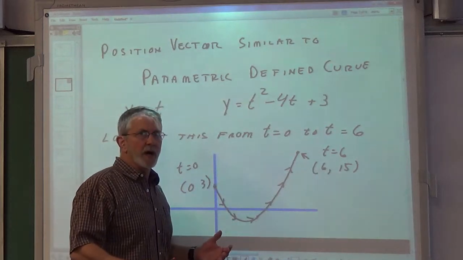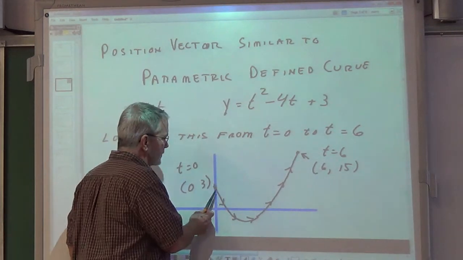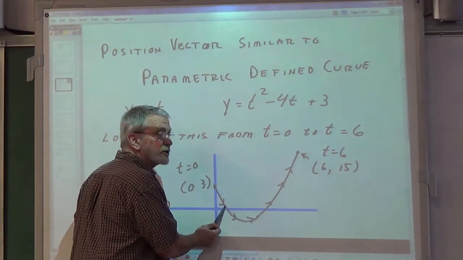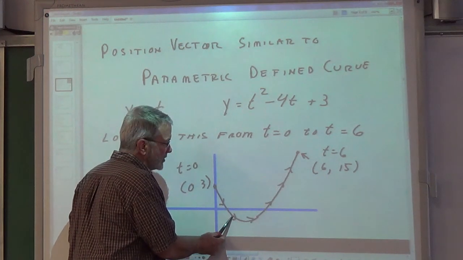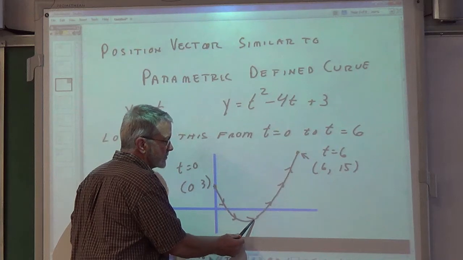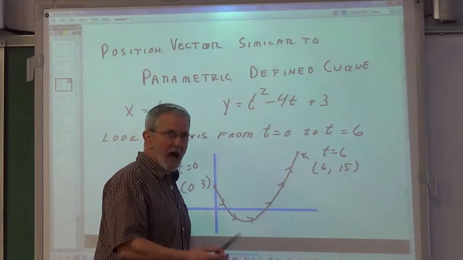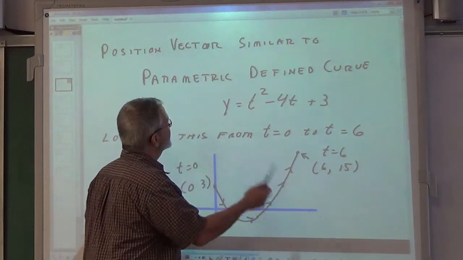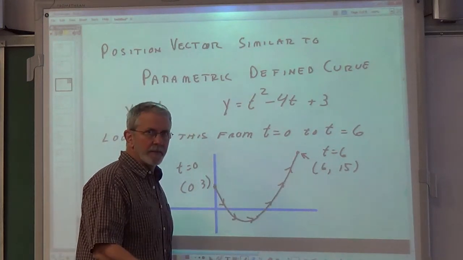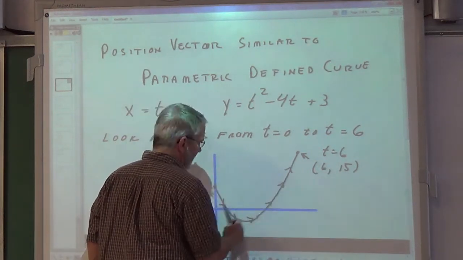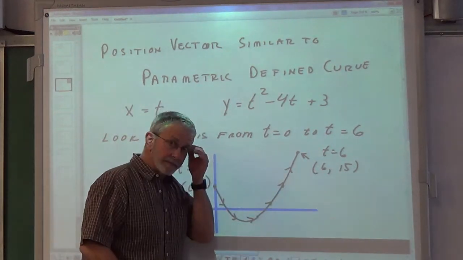This particular bug started out at time t equals 0 at this point 0, 3. And then he started crawling in this direction. And this was each of these points. This is where he is. This is his position at a particular time, hence the name position vector. What is the vector 6, 15? It is that. That's the vector 6, 15.